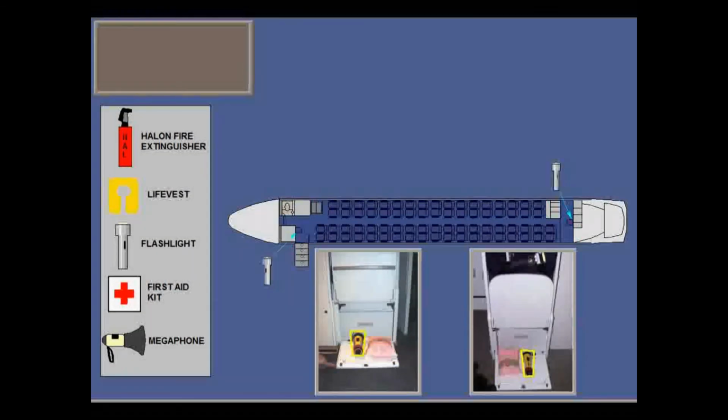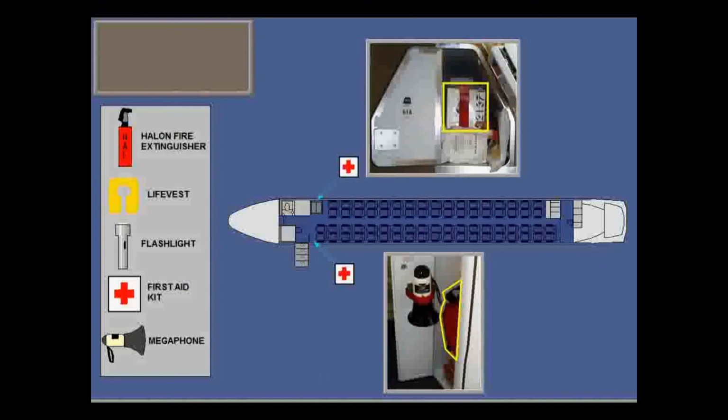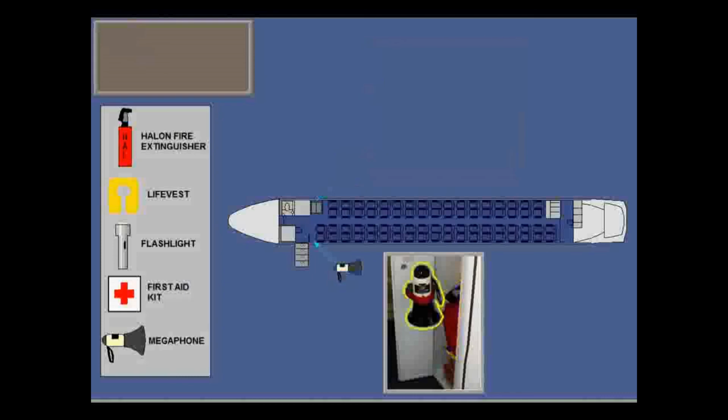Flashlights are at each attendant station, with the reserve in the forward galley. A basic first aid kit is located here, and the location of the emergency first aid kit, often called the doctor's kit, is clearly marked. Note that the emergency kit should only be opened for emergency use. Finally, there's a megaphone located here.